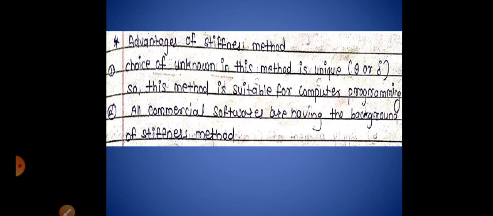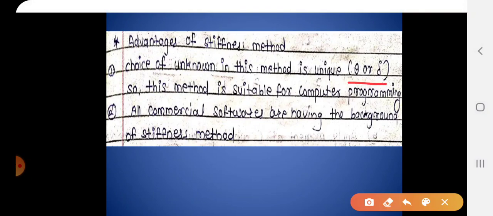Okay, now advantages of this method. The choice of unknown in this method is unique, means you can either choose theta or delta. So this method is suitable for computer programming, and all commercial softwares are running on this method only.